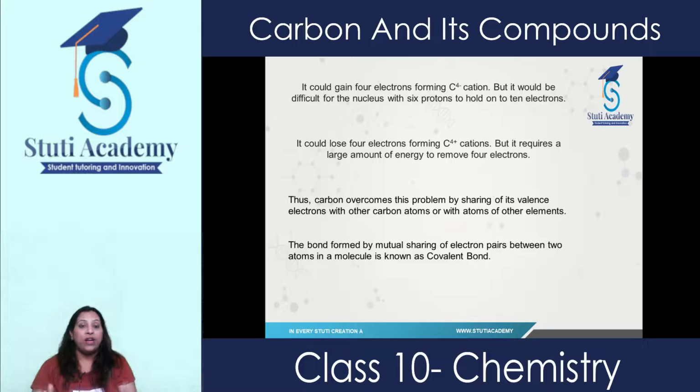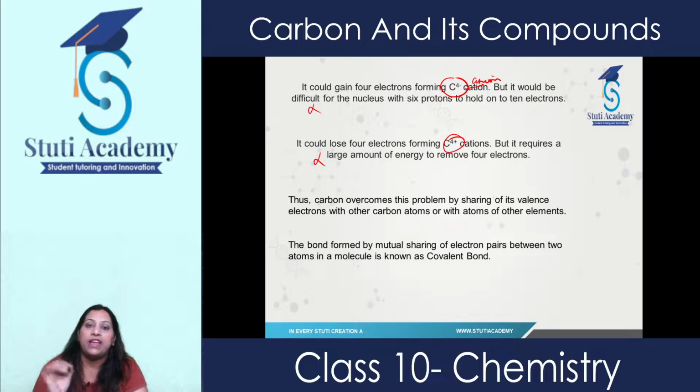Then, as I told you, if it gains 4 electrons, it becomes C4-, but it is not gaining electrons. Then it becomes difficult for the nucleus with these 6 protons to hold 10 electrons. Then if it loses 4 electrons, it becomes C4+. So if it is gaining, it is not a cation, it is an anion. But both these cases are not possible in the case of carbon, and that's why it shows the sharing of electrons, which is known as a covalent bond, in which the sharing of electron pairs takes place. That's why it forms a covalent bond.